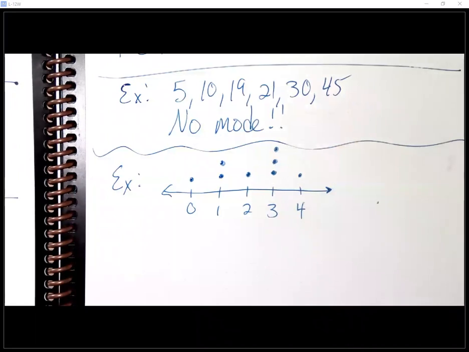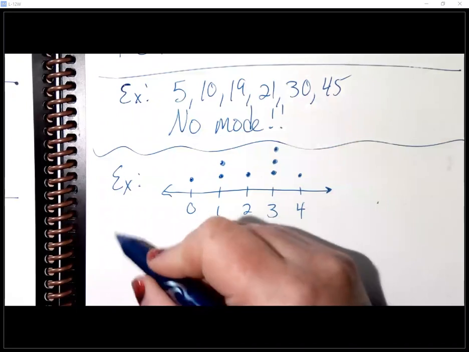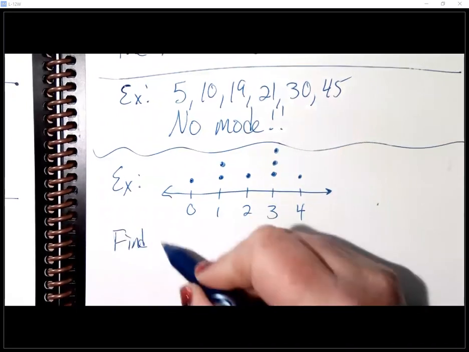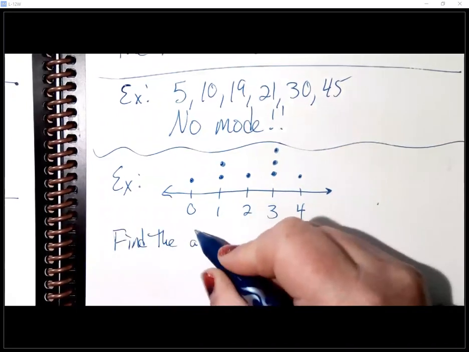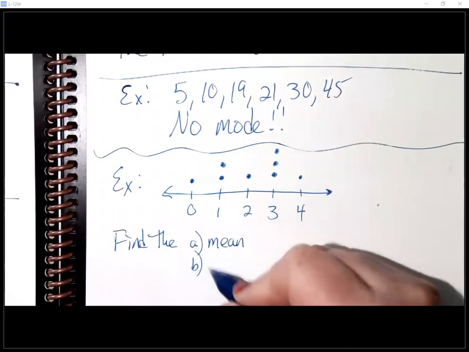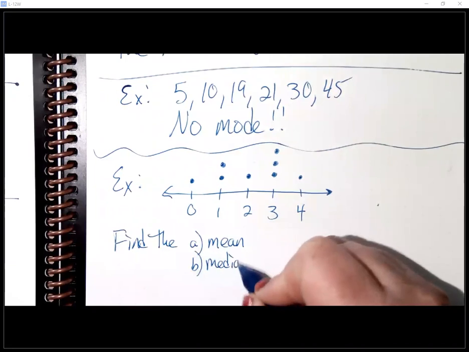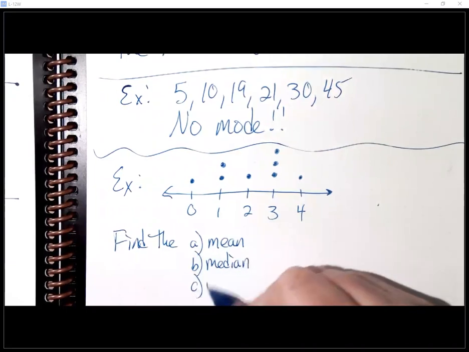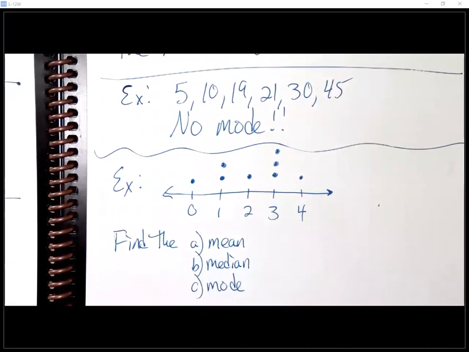Okay, so what I would like you to do is find the mean, median, and mode of the numbers in our dot plot.